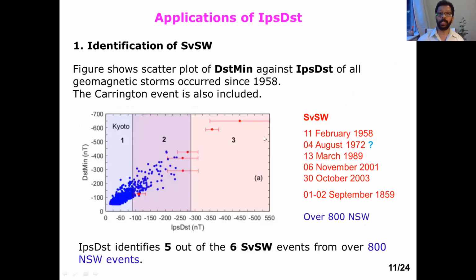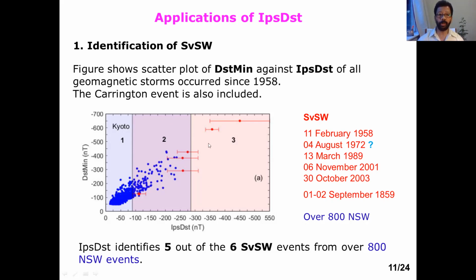Now we are coming to the applications of the new parameter. First, we tried the application to identify severe space weather from normal space weather. For this, we considered all geomagnetic storms occurred since 1958. During this period, 5 severe space weather events occurred, which are listed here in red. We also include the famous Carrington event of September 1859. During the period since 1958, over 800 normal space weather events also occurred. So the question is how to identify the 6 severe space weather events from over 800 normal space weather events.